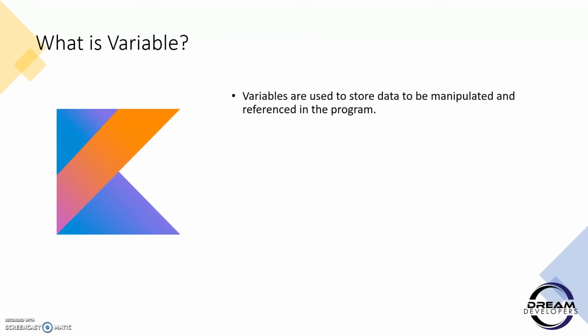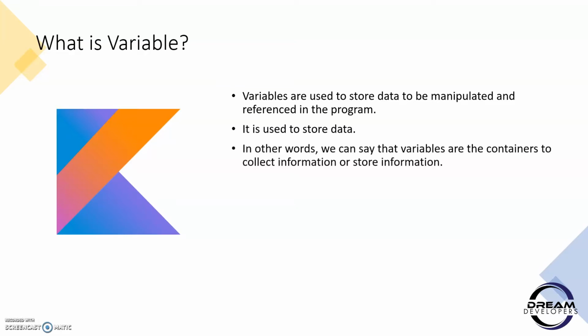Variables are used to store data to be manipulated and referred to in the program. In other words, we can say that variables are containers to collect and store information. In Kotlin, a variable can be defined using the val or var keyword. Let's see how to declare a variable in Kotlin.